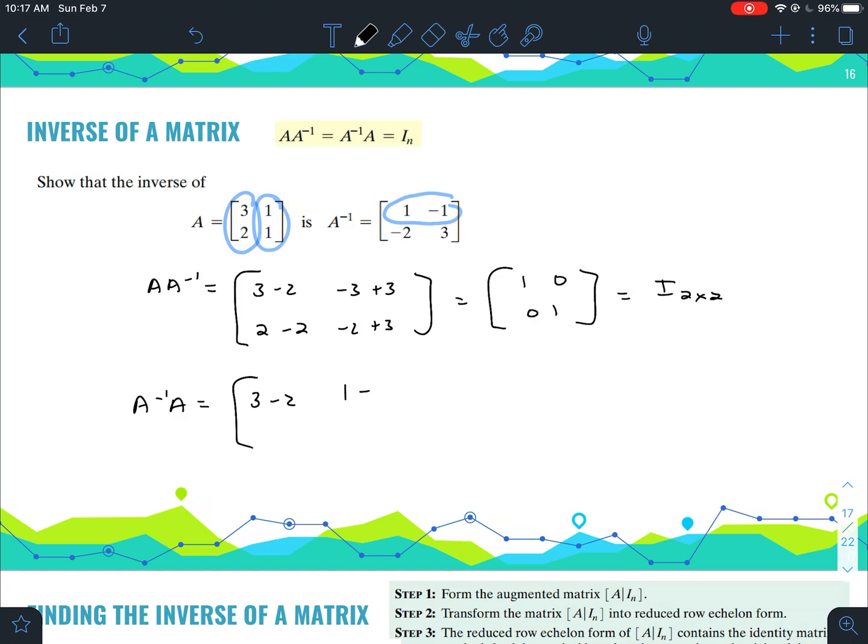So you would have 1 minus 1, and then do your second row of the inverse matrix. So negative 2 times 3 is negative 6, 3 times 2 is 6, and then negative 2 times 1 is negative 2, 3 times 1 is 3. And if you multiply this out, you would get 1, 0, 0, 1, which is also the identity matrix. So since the product of A times the inverse of A and the inverse of A times A are both the identity matrix, then those two matrices are inverses of each other.